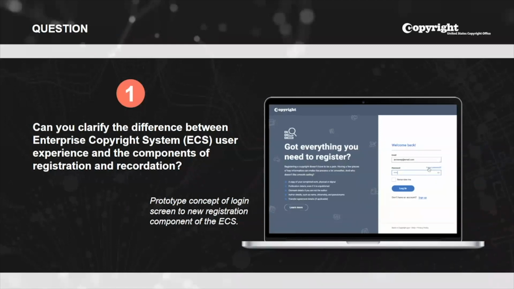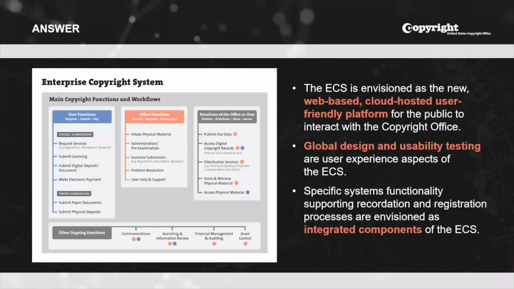Thank you, Ananda, and thank you everyone for participating in today's webinar. So the ECS is envisioned as the new web-based, cloud-hosted, user-friendly platform for the public to interact with the Copyright Office. That's what we call the application that is going to support the mission of the entire Copyright Office. The global design and usability testing are the user experience aspect of the ECS. So we want to make sure that the system is user-friendly, easy to use, not complicated, and that the experience you have when you use the system is satisfactory to our customers and not to a specific audience. The specific system functionalities supporting recordation and registration are envisioned to be integrated components.